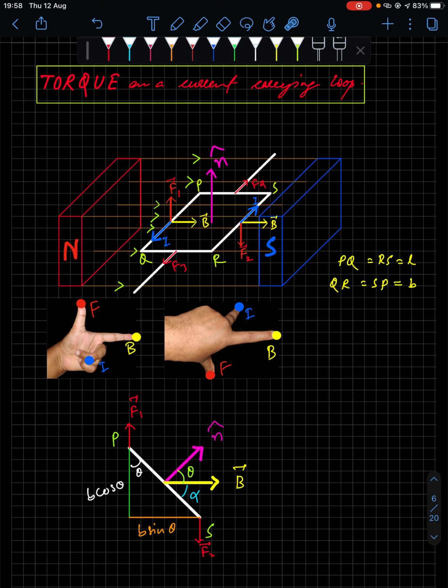To derive the relation for torque on a current carrying loop, we consider this loop. The current carrying loop that we are talking about here is this PQRS loop. Now this PQRS loop is carrying current I. You see the current I is flowing in the anti-clockwise direction, right? So for PQ branch it is flowing downward, and for RS branch it is flowing upward. The applied magnetic field is from left to right.